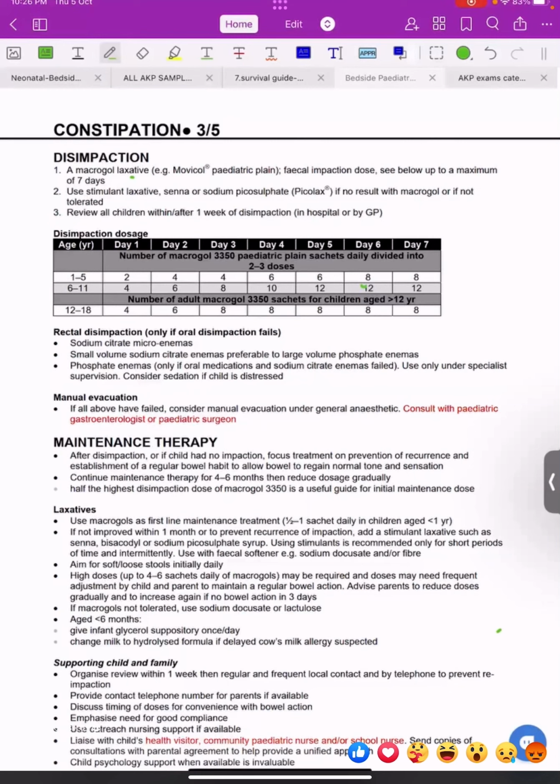This is the intestine, and it is impacted. How am I going to disimpact it? First, always use Movicol sachets. Number one, Movicol. Number two, I would say Movicol. Number three, I will say Movicol. It means you should learn the importance of using this Movicol sachet in a patient who is on palliative care and has impacted stool.